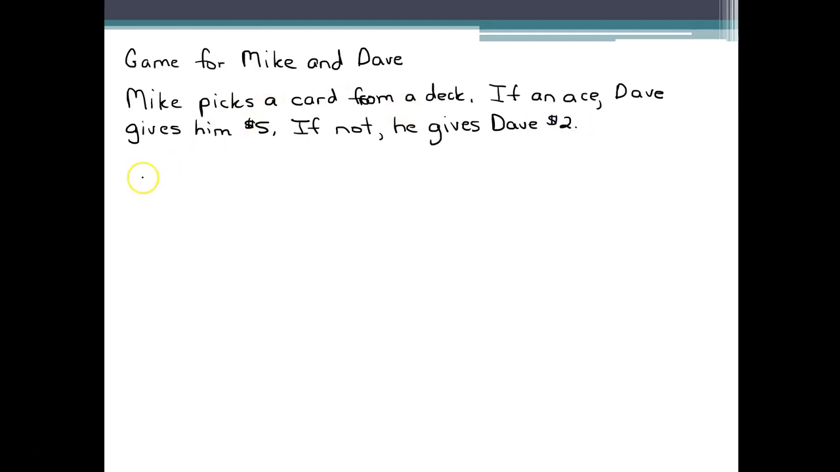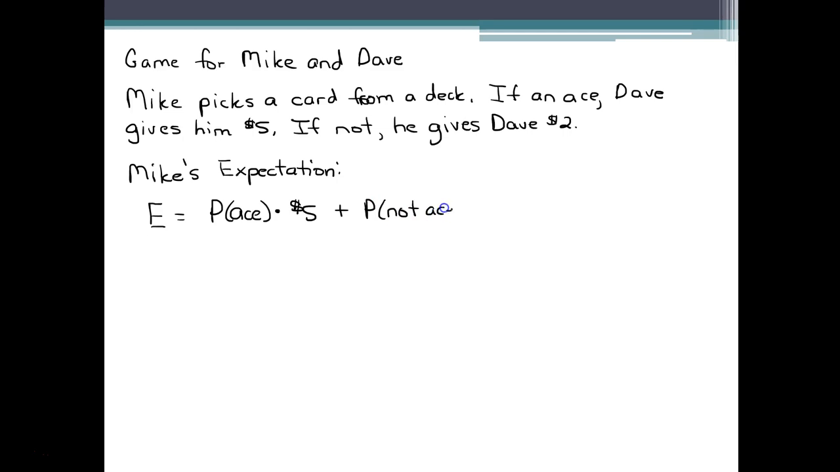All right, let's first figure out Mike's expectation. By the way, this is number 14 in the current book. Okay, so Mike picks a card from a deck. With the probability of an ace, whatever that is, he will gain $5. But with the probability of not an ace, he will lose $2.